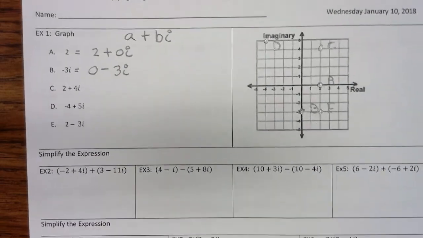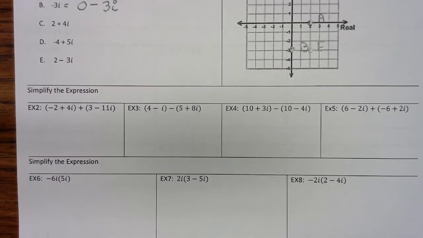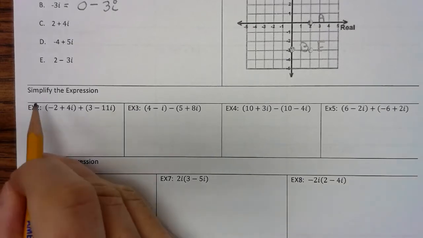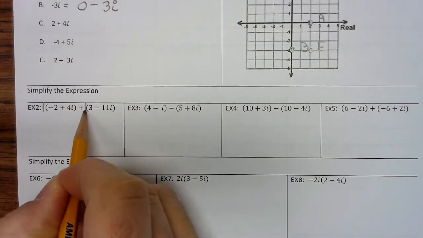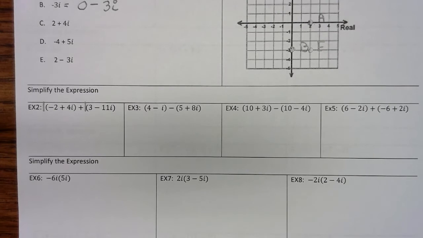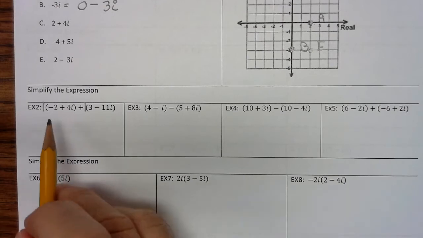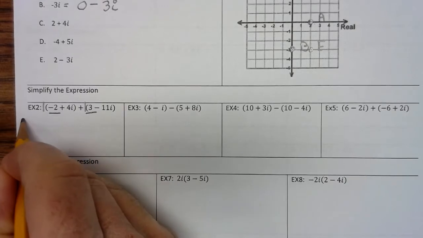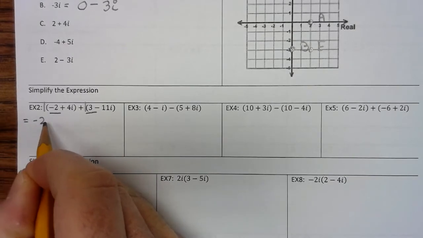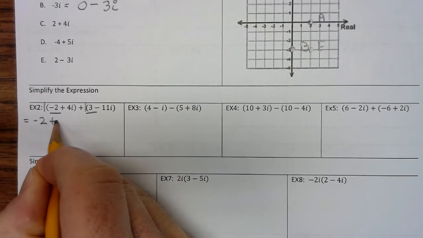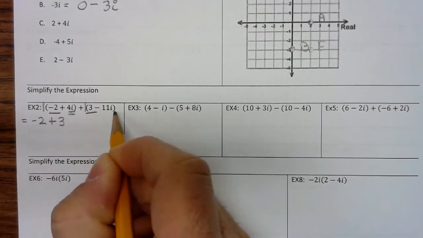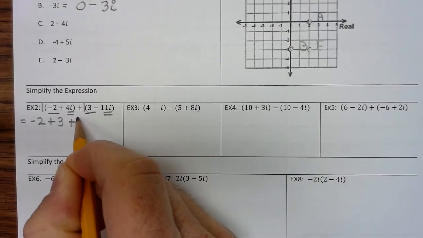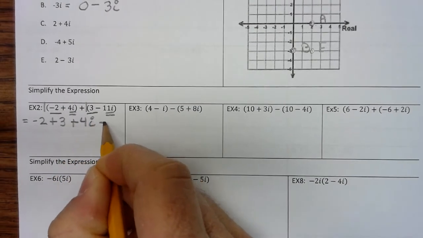All right, so now let's move on to example 2. Simplify the expression. Now, here we have parentheses, but really there's just ones in front of the parentheses, and when you multiply by 1, you get the number itself. So really, we don't need the parentheses, or we can just ignore them. Okay, so I'm just going to ignore them. And so then you combine like terms. So I'm going to combine the -2 and 3. And then we're going to combine the 4i and the -11i.